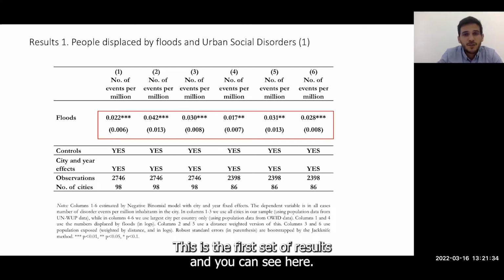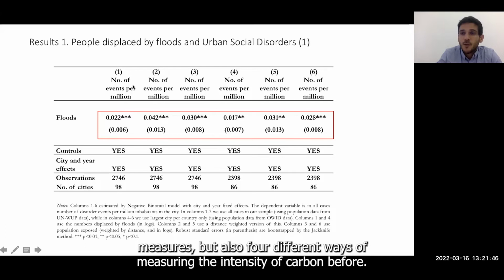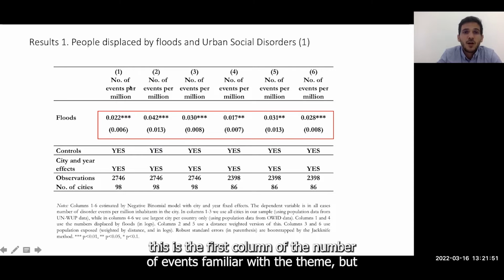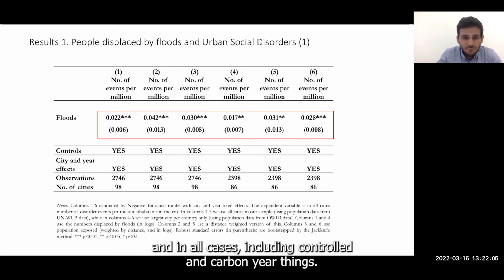This is the first set of results. And as you can see here, what we find is a positive and significant coefficient. And this is consistent throughout for different flood measures, but also for different ways of measuring the intensity of urban disorders, all right? The first column is the number of events per million. This is the same, but here it is with different data sets. And in all cases, including controls and city and year effects.